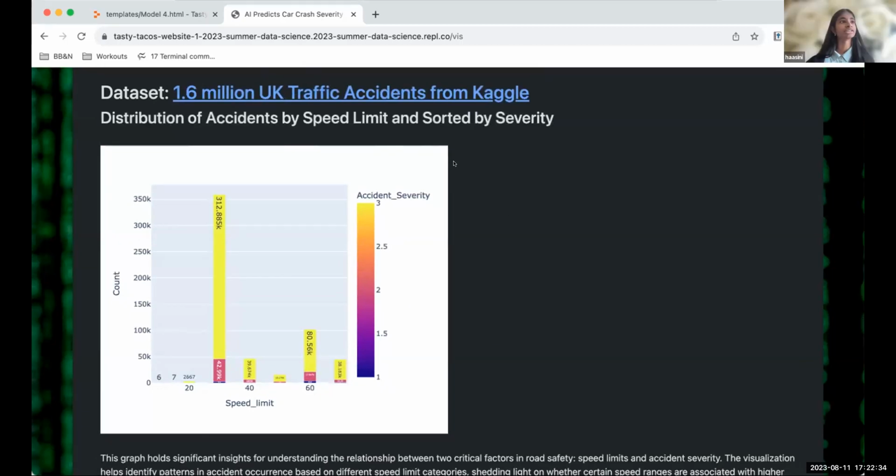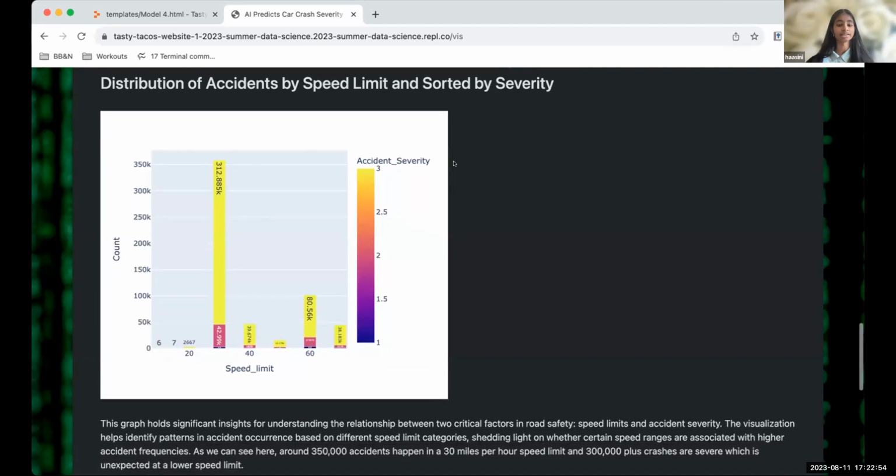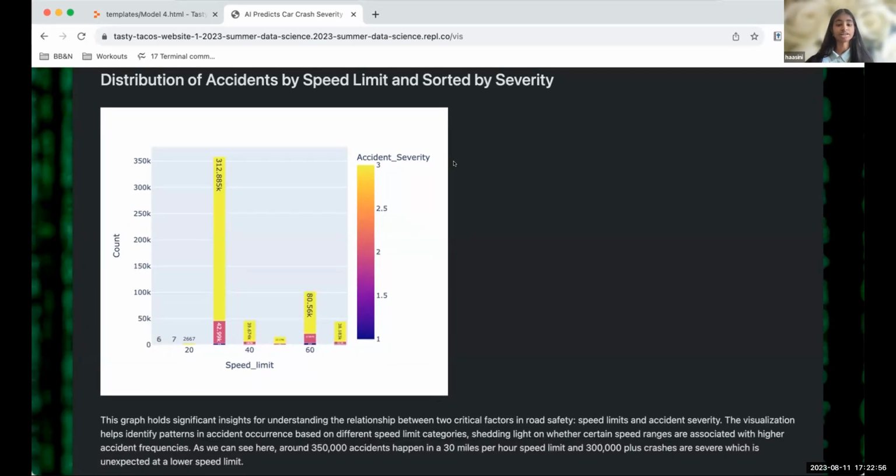So this graph is from the UK traffic accidents data set, and it's the distribution of accidents by speed limit and is sorted by severity. So this graph holds significant insights for understanding the relationship between two important factors of road safety, speed limits and accident severity. The visualization helps identify patterns in accidents based on different speed limit categories, shedding light on whether certain speed limit ranges are associated with high accident frequencies.